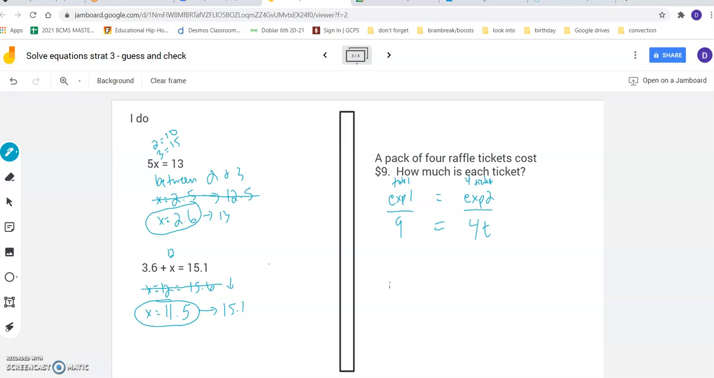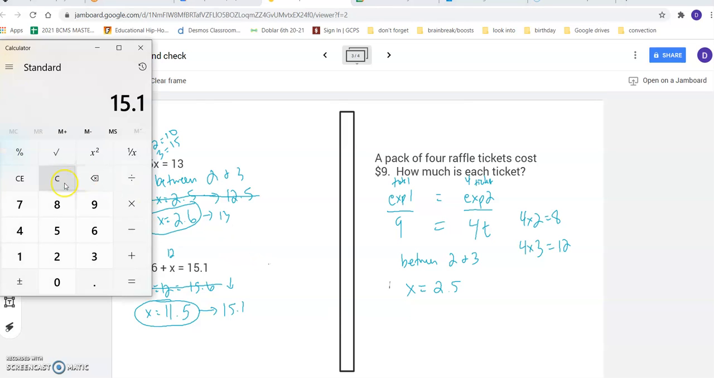When I look at this, I know 4 times 2 is 8. That's too little. And 4 times 3 is 12. That's too much. So I'm looking for something between 2 and 3. If I have to go between 2 and 3, I usually just start at the half. So I'll start at 2.5. Let's see how that works. 4 times 2.5, will that give me 9?